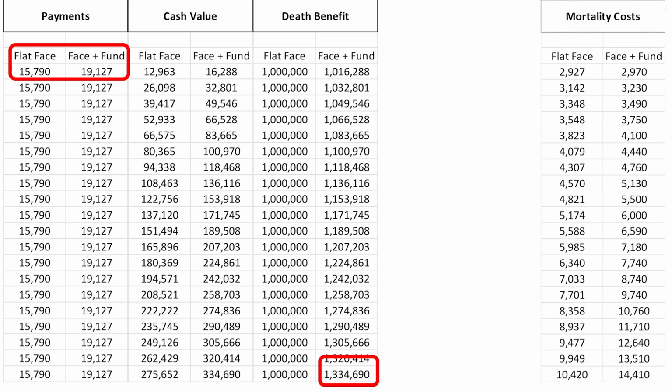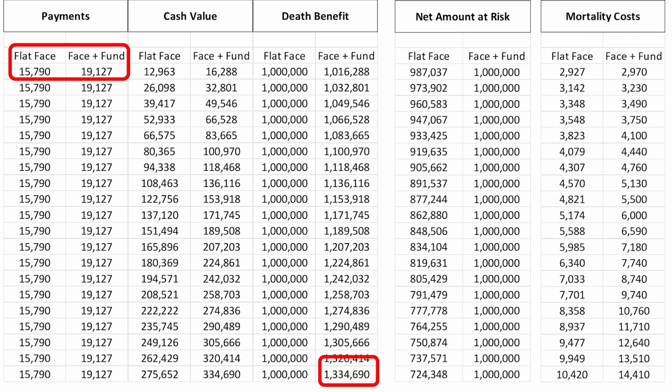Now here come the numbers. This is what I wanted to show you. Net amount at risk. So look at this. This is the part that we're getting to. The amount they're going to charge you for is the difference between the death benefit and the cash value. So the net amount at risk under flat face starts at $987. They're only charging you the same mortality cost for a smaller amount. And look how the flat face goes down and down. You're saving more and more as the price continues to go up.